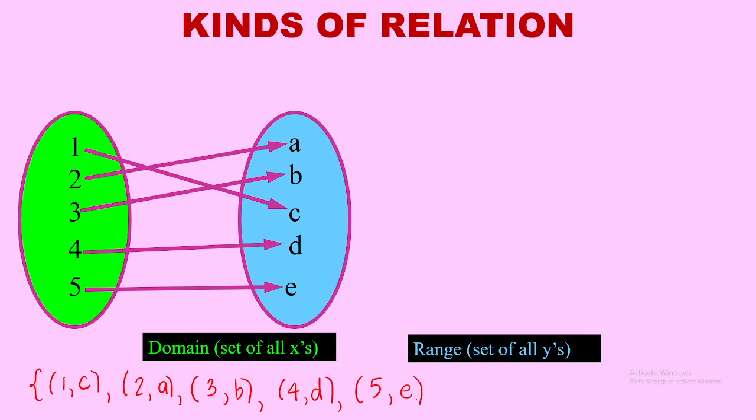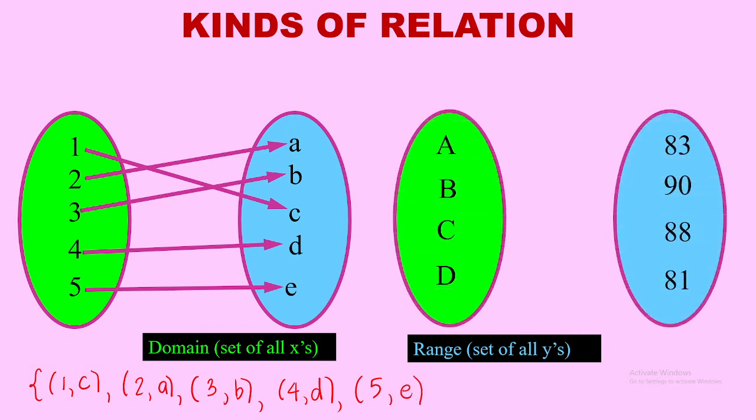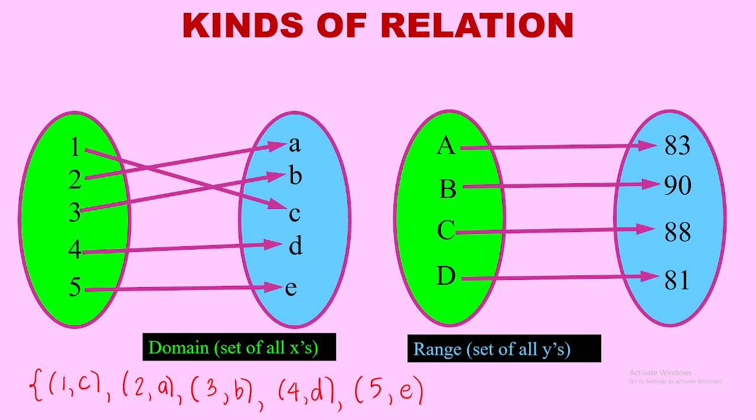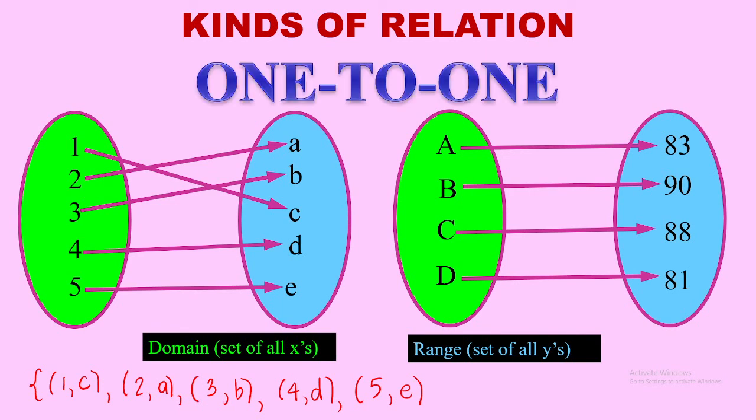The same thing as the second example: I have student A whose grade is 83, student B his grade is 90, student C his grade is 88, and student D his grade is 81. And this is what you call a one-to-one relation, because exactly one value in the domain is paired to exactly one value in the range. As you can see in our set, there is no repetition in the domain and no repetition in the range. So this is the first kind of relation, the one-to-one relation.